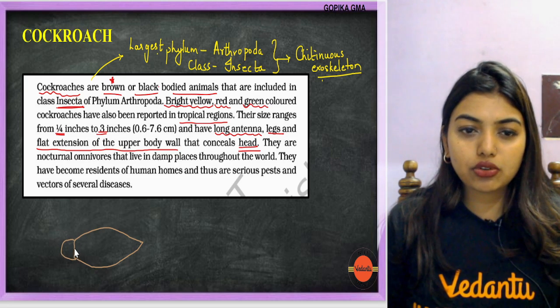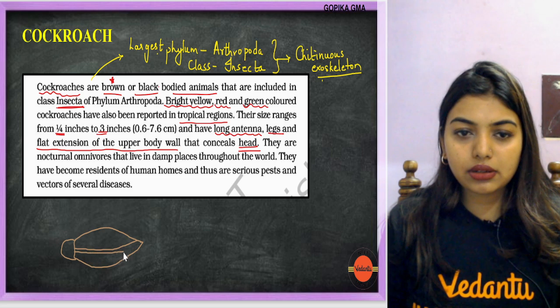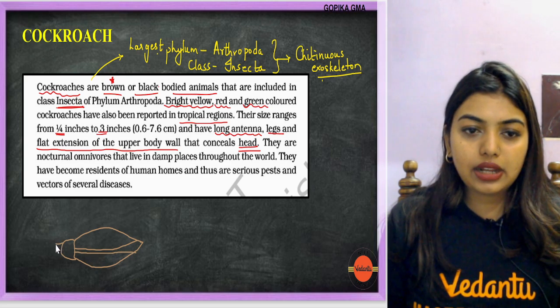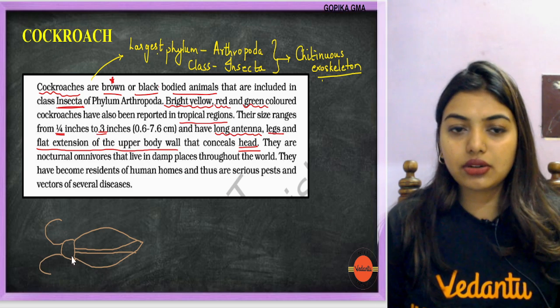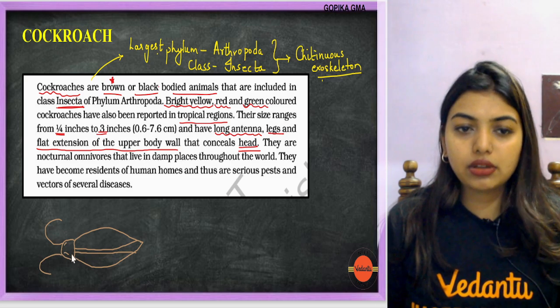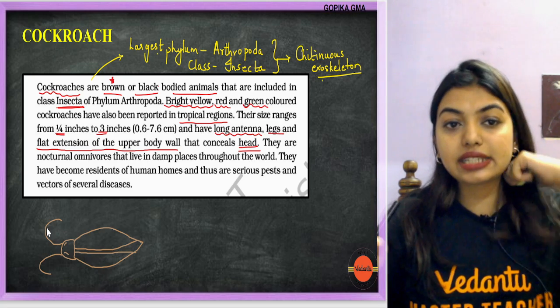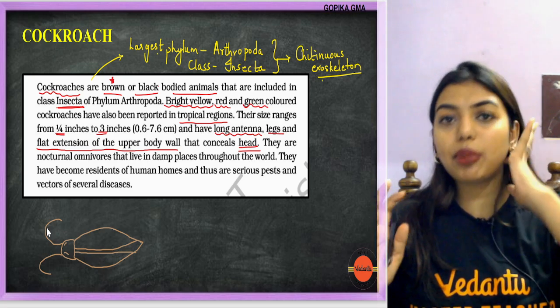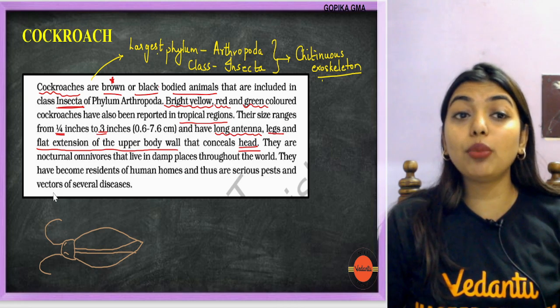Okay, this is how a cockroach will look. It will have this exoskeleton, and they will have a long antenna, right? So this is how a cockroach will look, students. Long antenna is there, legs are there, and a flat extension of the upper body wall that conceals the head is also there. Okay, they are nocturnal omnivorous animals.